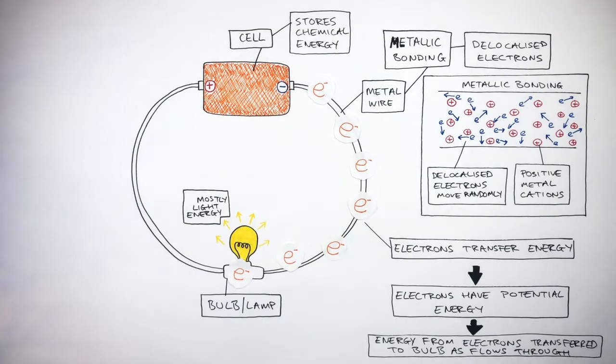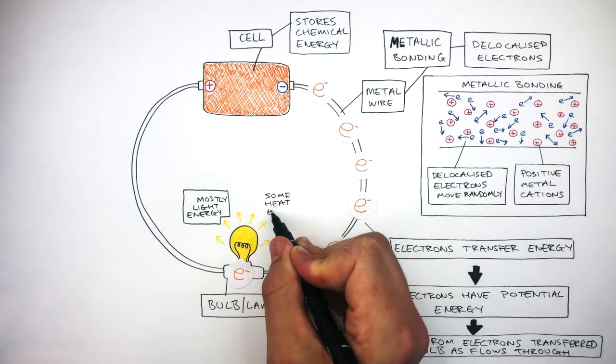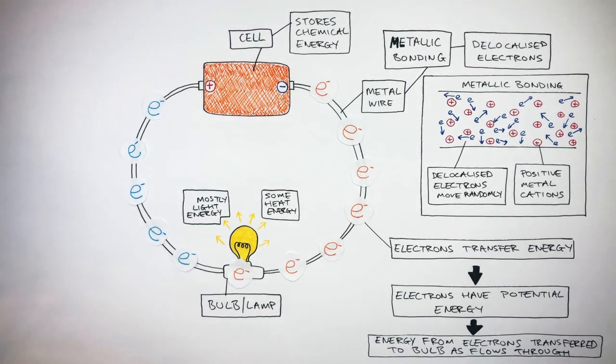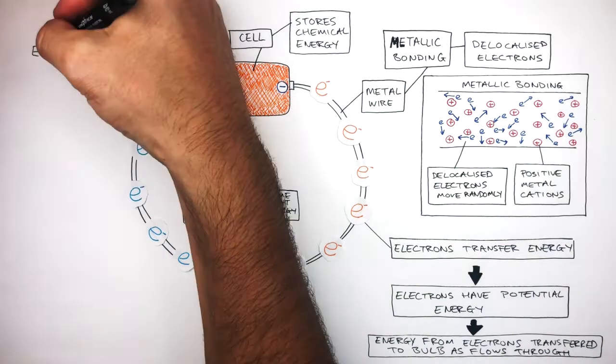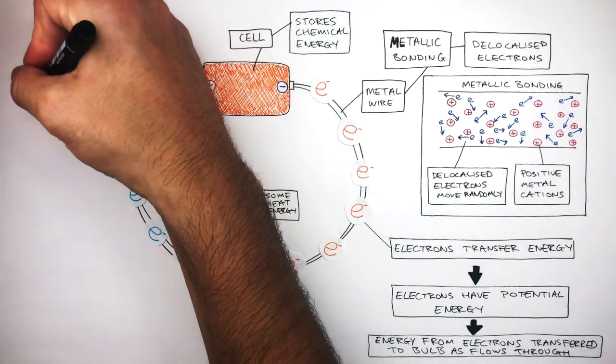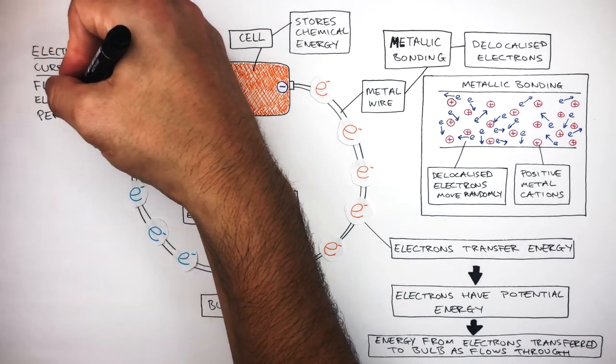Mostly light energy is given out and some heat energy. These same electrons flow back to the positive terminal of the cell. I've drawn them in as blue to show how they are storing less energy. The electrical energy of those electrons was transferred to the lamp. And this is what an electric current is. The definition is the flow of electrons per second.